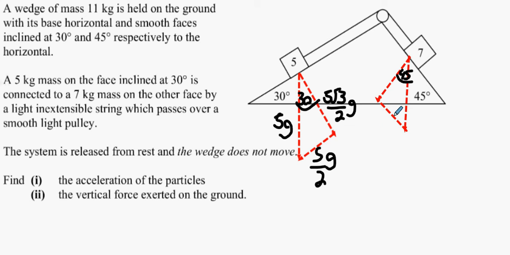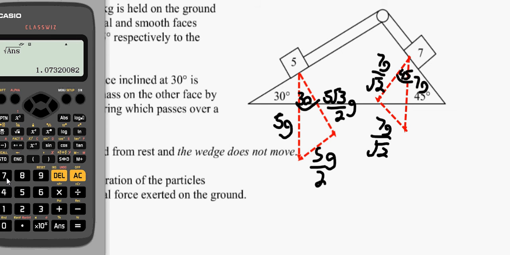This one here, lads, is 45 degrees, so what we're looking at here is 7G straight down, and then 7G over root 2, and 7G over root 2 as well. Some of you probably have a slightly different version of that. What's 7 cos 45?